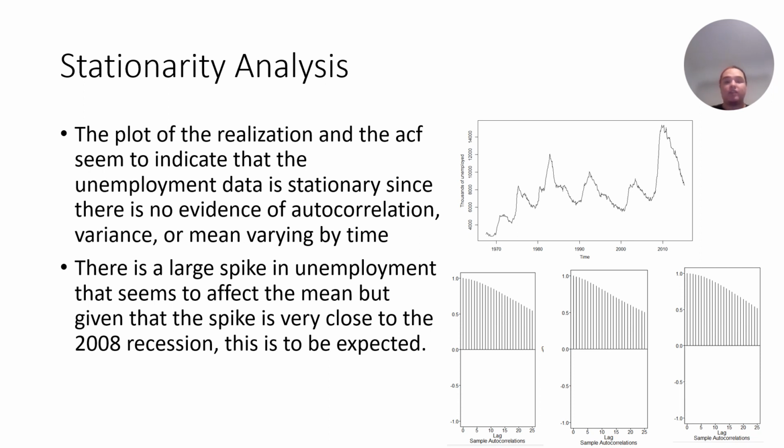So from the actual realization that we see, there doesn't seem to be any sort of trend or pattern. Now, there are weird spikes that mess with the constant mean, constant variance assumption for stationarity, but these spikes coincide with recessions, and so we're not actually concerned about them. Now, as for the ACF, it looks very much like what we expect an AR1 model to look like, and it does not differ based on time. So for stationarity, we assume based on what we see that this is a stationary model.